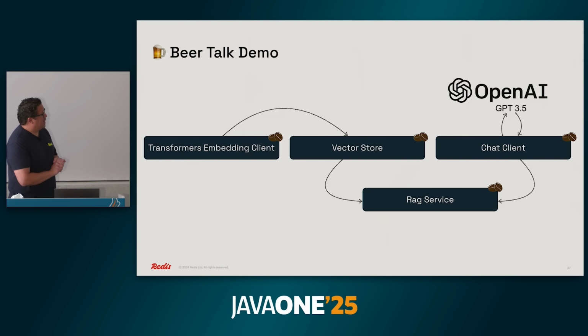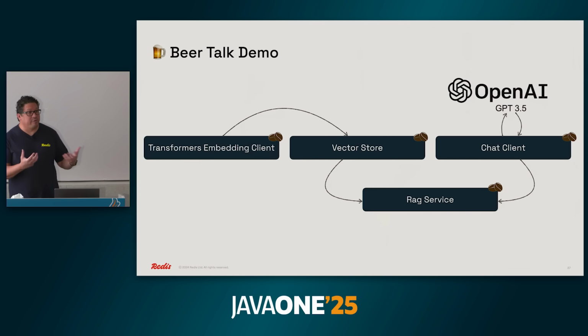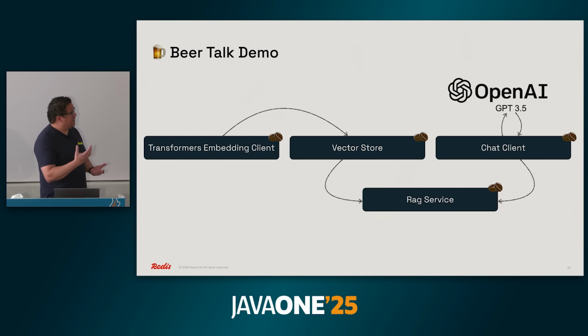So for this demo, I took an application that a coworker of mine wrote that allows you to chat with a database, a beer catalog, and ask questions about the different beers in there. You have a transformers embedding client in Spring that can take some of the data from this dataset and create embeddings. Those get stored in the Redis vector store. There's a JSON document for each one of the beer types, and in one of the fields of that JSON document is the embedding.